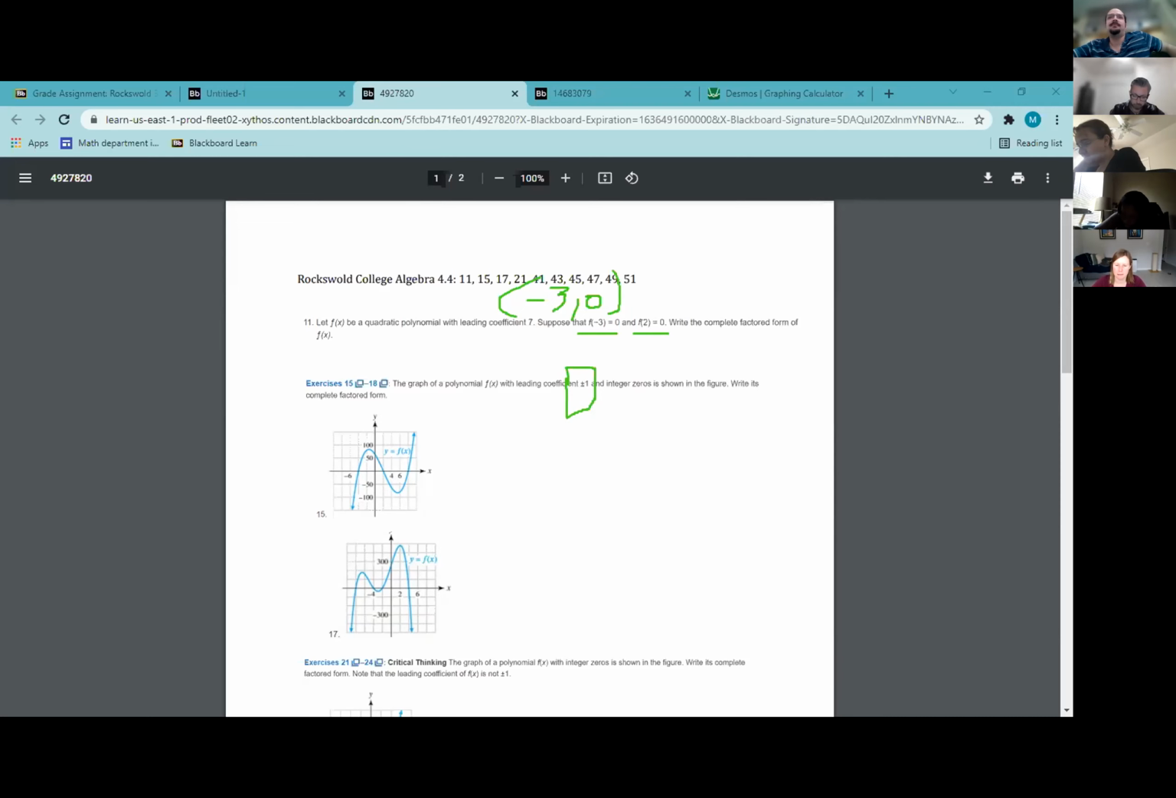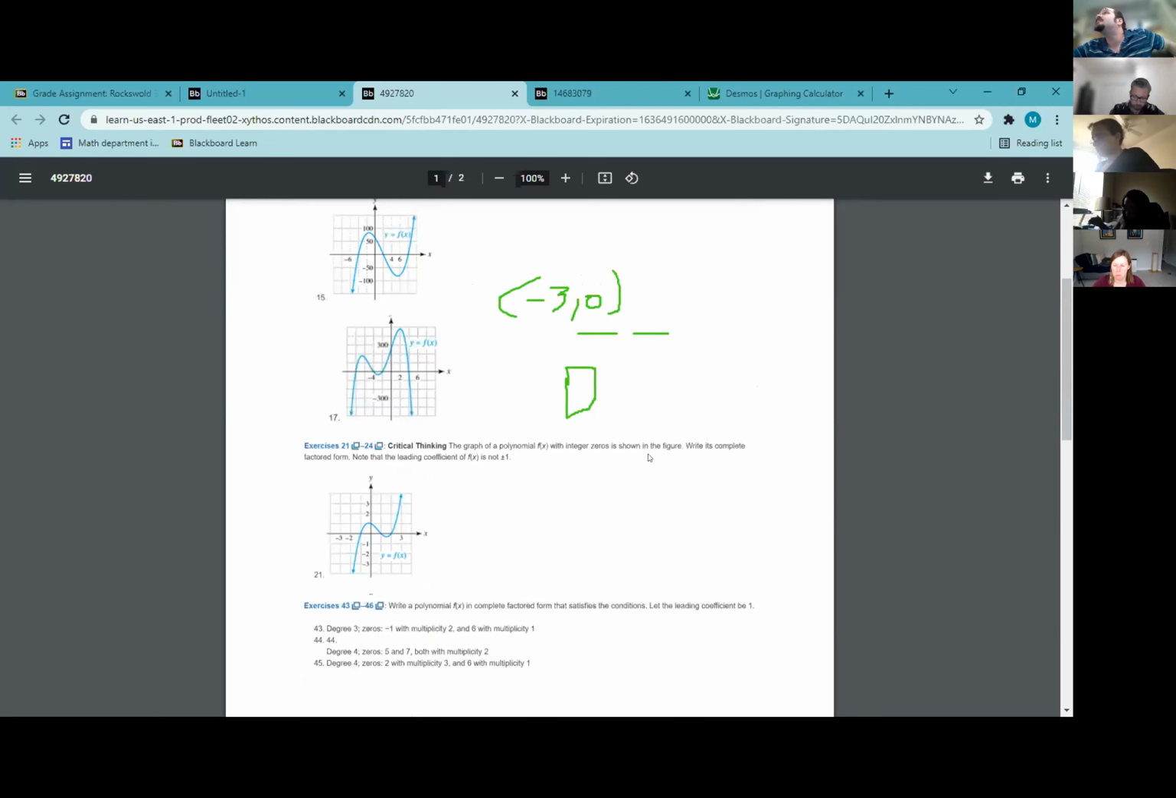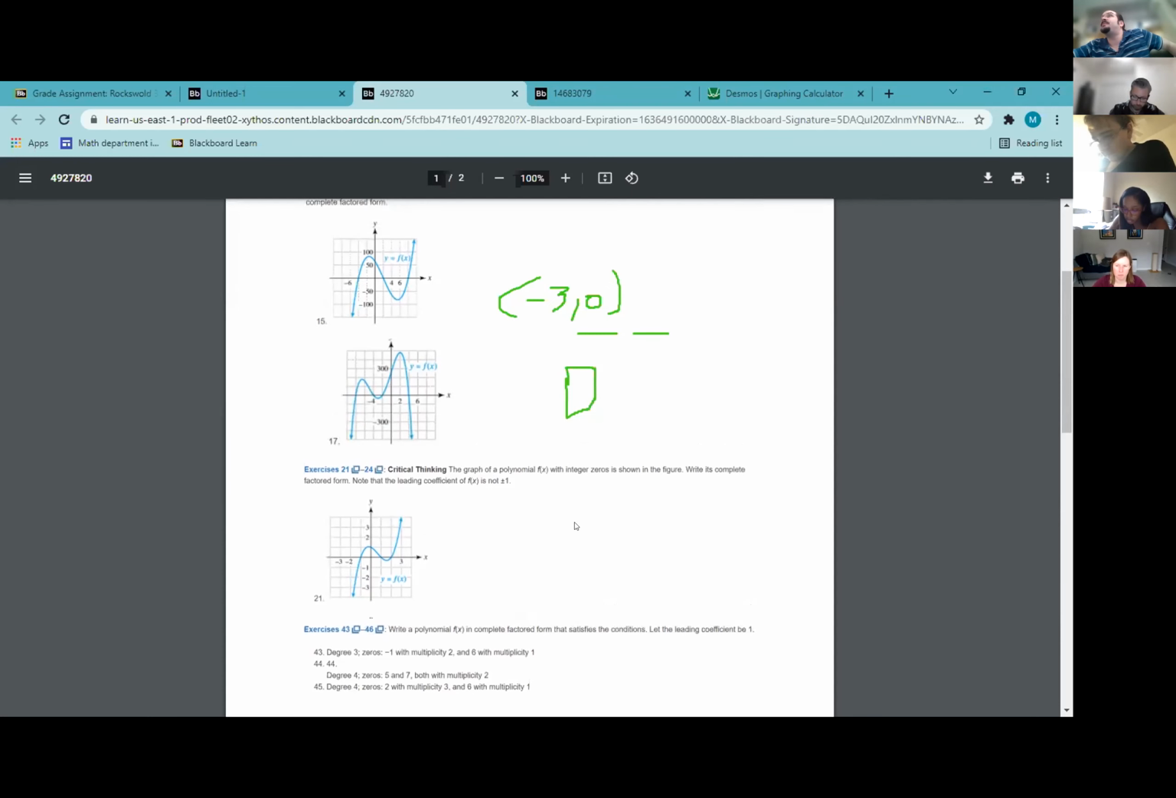What else? Stop the annotation. Drag this down. We have that. This is graph the polynomial and write it in completely factored form. The leading coefficient is not 1 or minus 1 on this one. So you might have to do a little bit of work to figure out what the leading coefficient is.